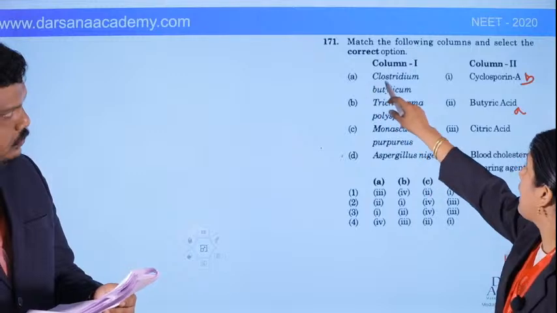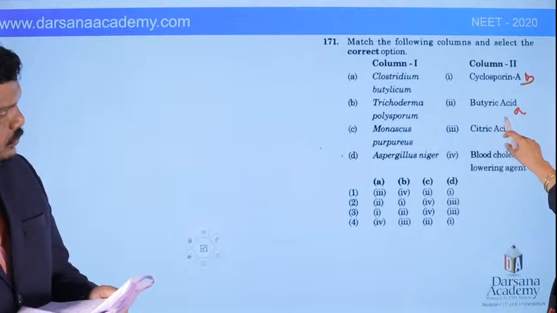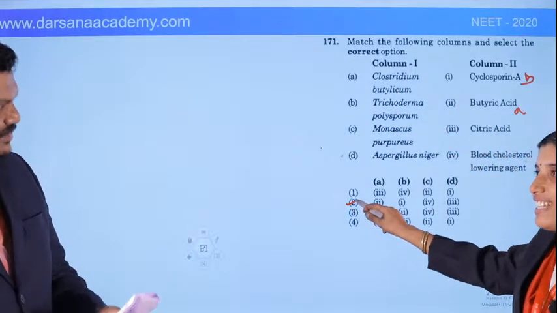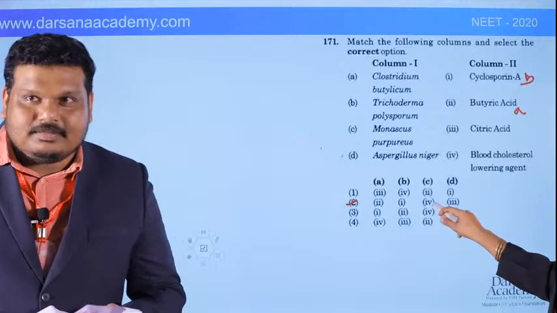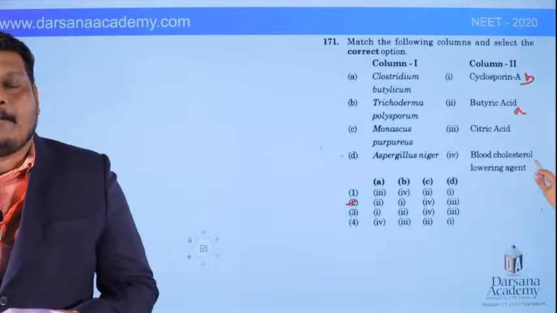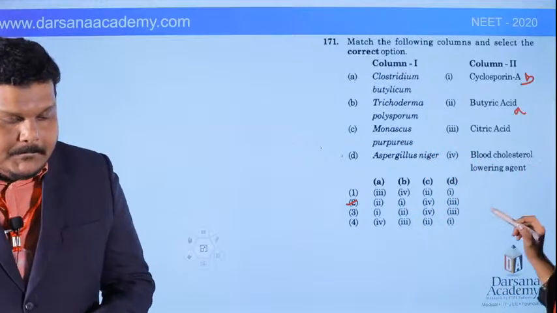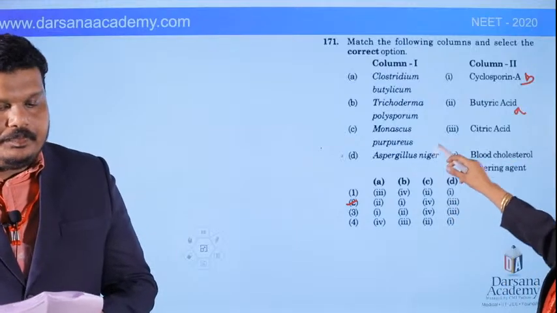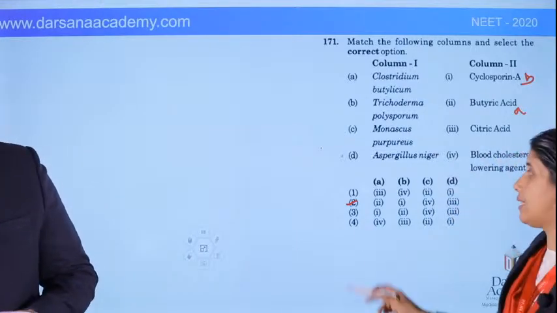Here we can see A, Clostridium butylicum, is A2. The direct answer is also there, right? And then Monascus purpureus, we can see that it is a blood cholesterol lowering agent. And next, Aspergillus niger, we can see that citric acid. That's the answer. Yes, 2 is the correct option.